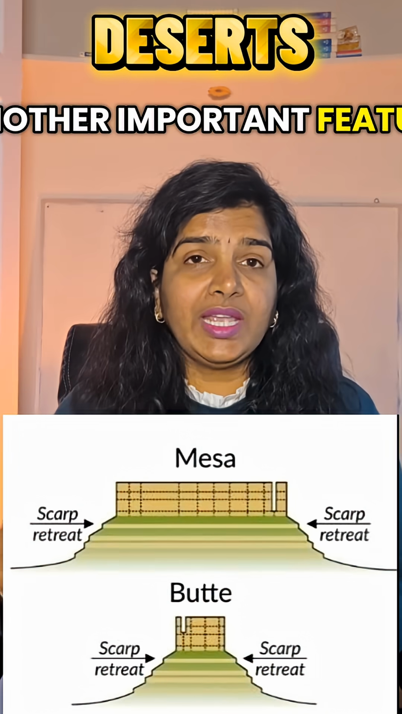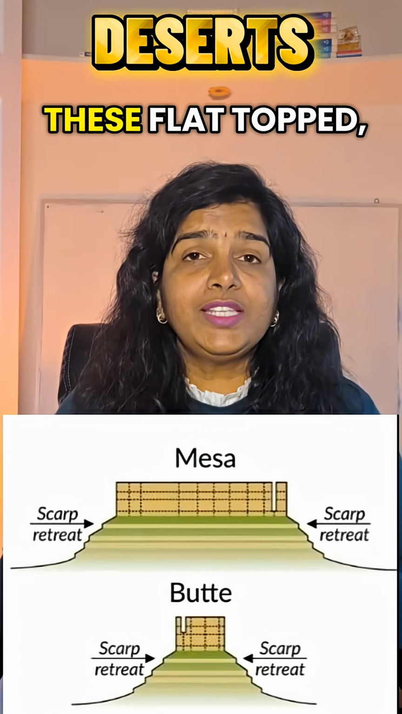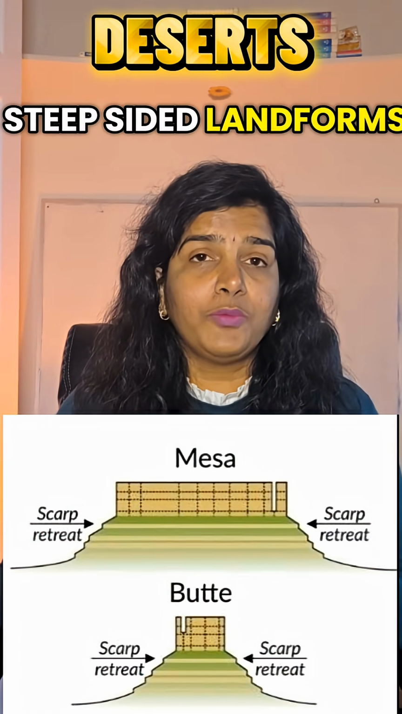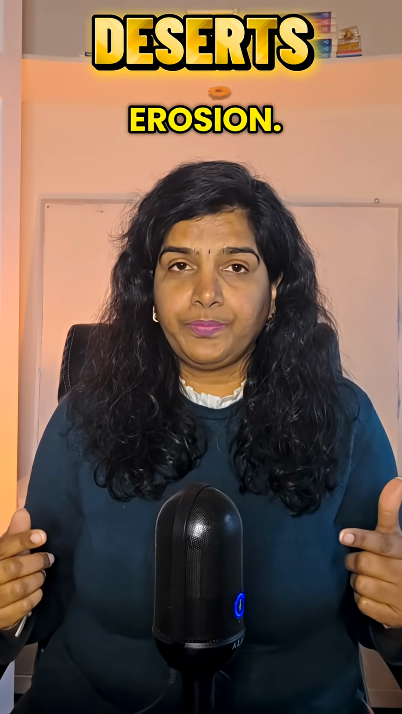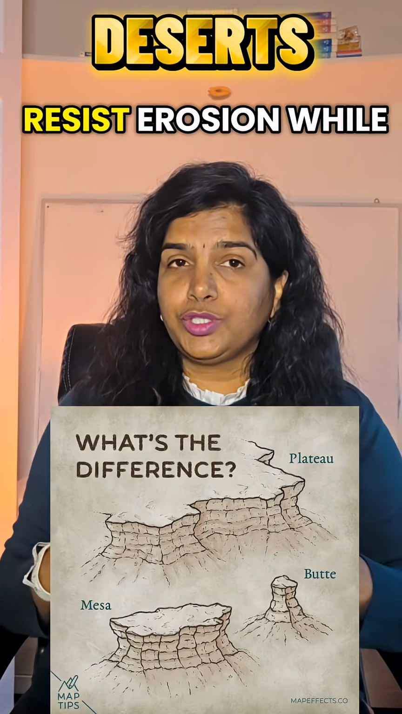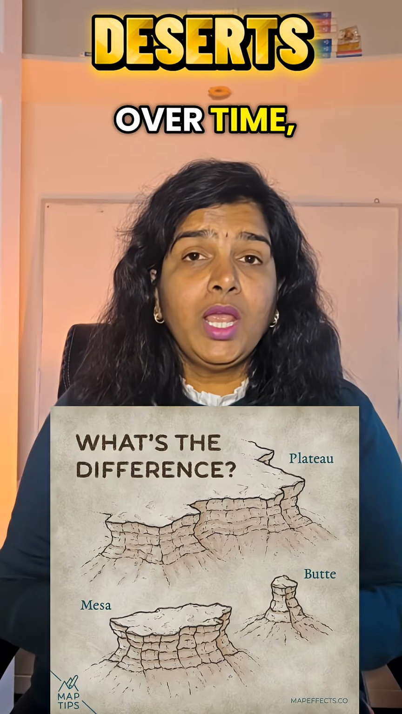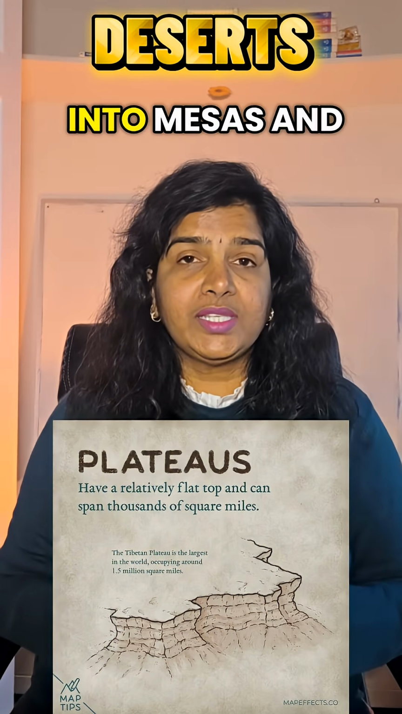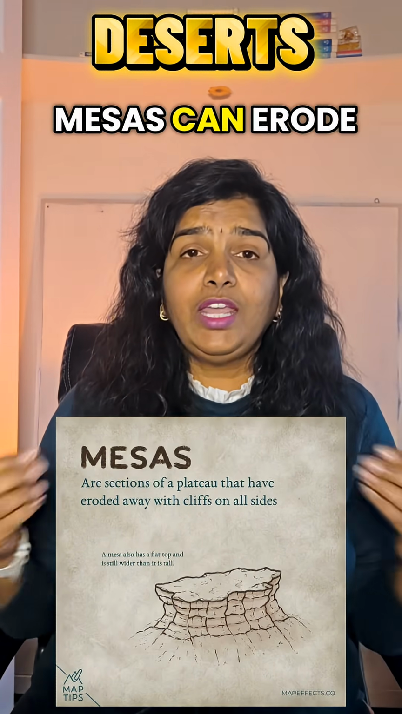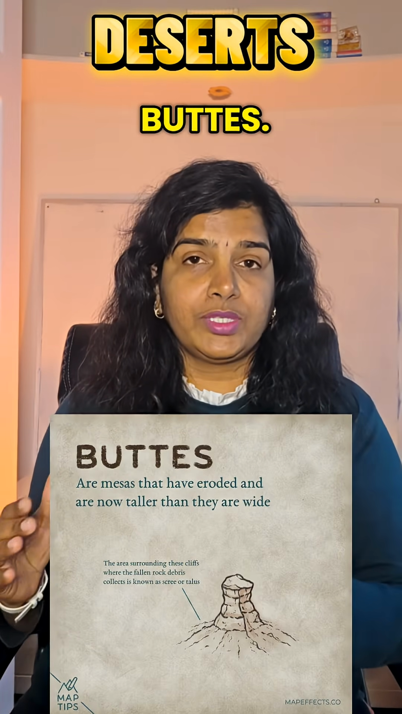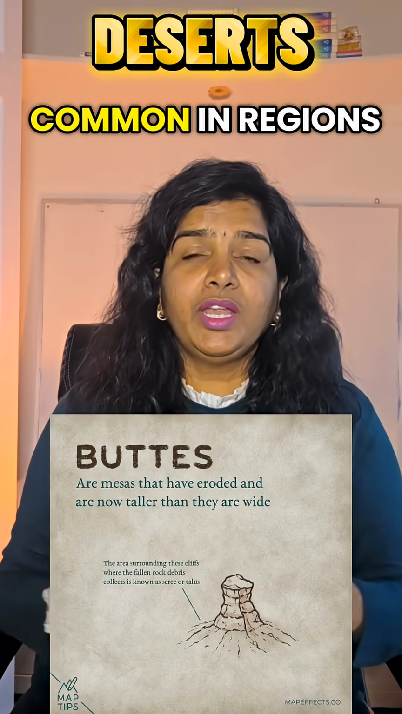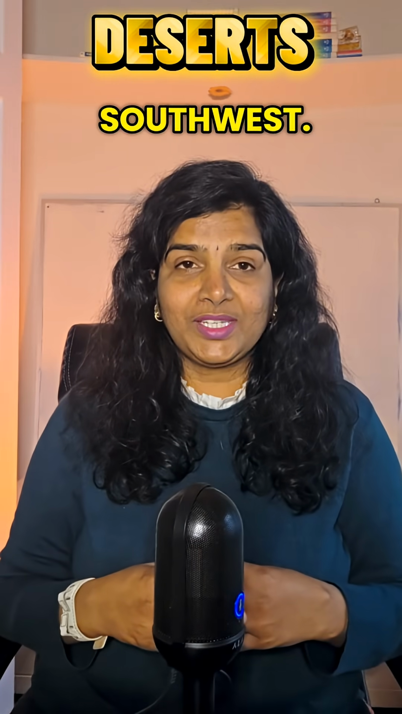Another important feature is the mesa and butte. These flat topped, steep sided landforms form through differential erosion. Hard rock layers resist erosion, while soft layers wear away more quickly. Over time, large plateaus shrink into mesas, and mesas can erode further into smaller buttes. These features are common in regions like the American Southwest.